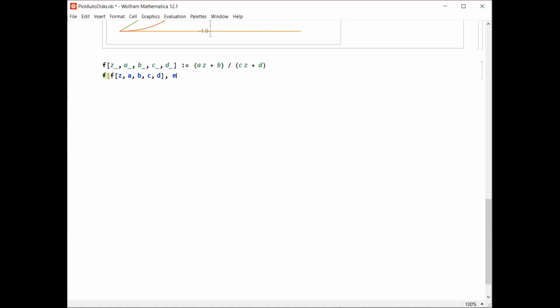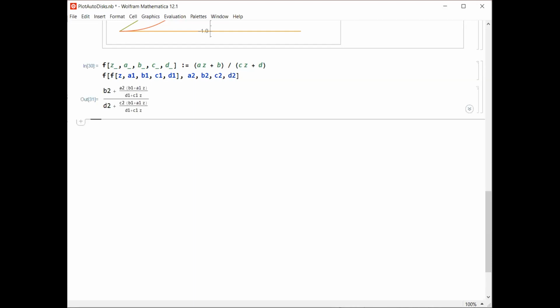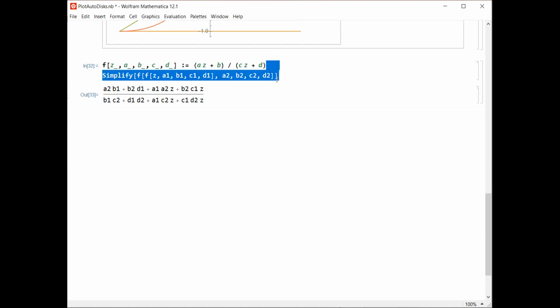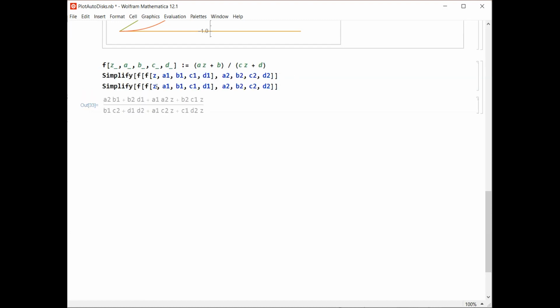I've already defined F. Yeah, we knew that one. A1, B1, C1, D1, A2, B2, C2. Okay. Now I can put in a simplify and see if we can make it look a little bit nicer. And now what I can do is do it the other way, to see if it makes a difference on the order.